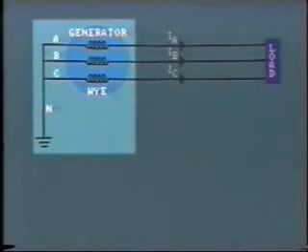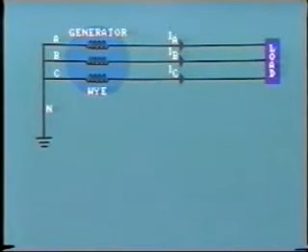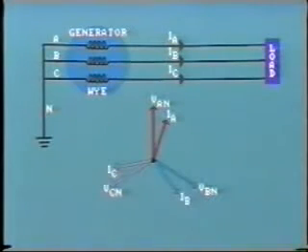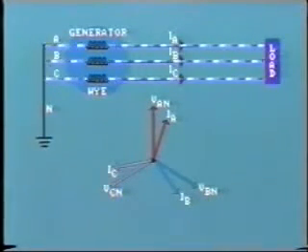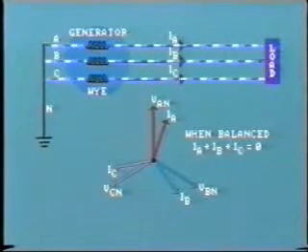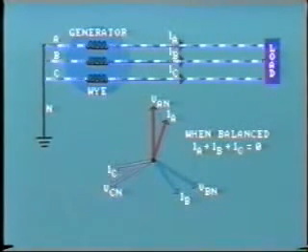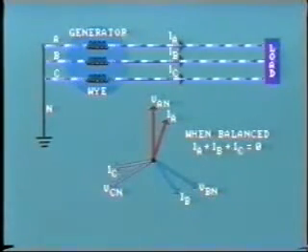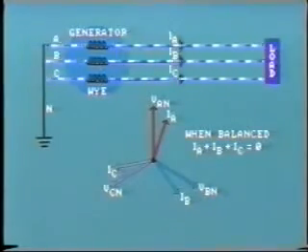Here we show a similar simple power system, but this time all three phases are included. The generator is Y-connected, and its neutral is grounded. If the load is balanced, the phasor diagram will look like this. I'm sure you'll remember this from earlier study of electrical fundamentals. The voltages and currents are of equal magnitude and phase displacement. However, a fault occurring on this system will cause considerable imbalance.